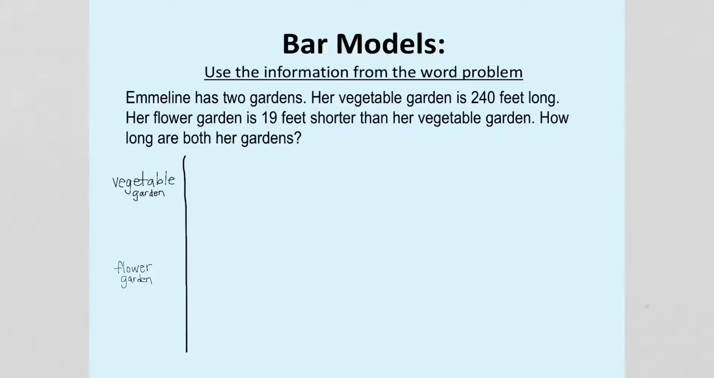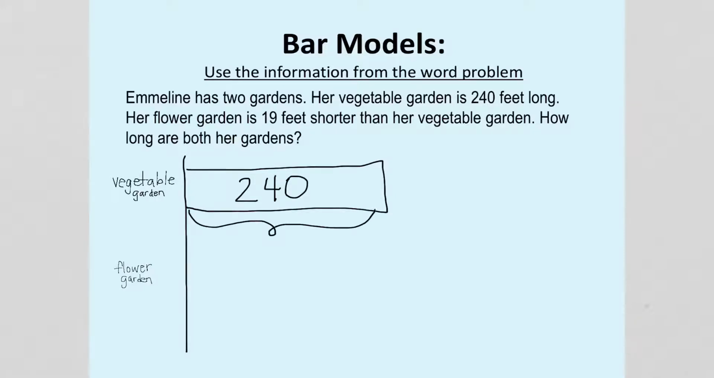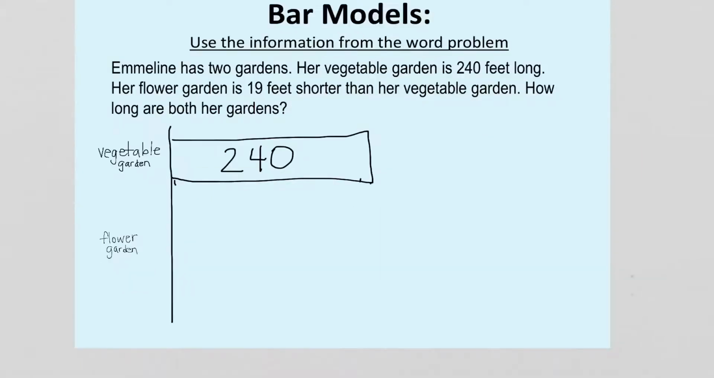So we're going to draw a bar that represents the length of her vegetable garden, which we know is 240 feet long. Some friends like to write 240 in the box. Other friends like to write it on the outside of the box. It's your choice. Now we have to think about the length of her flower garden.